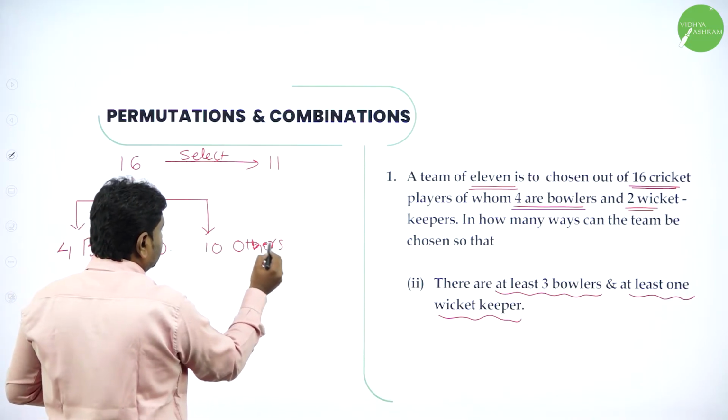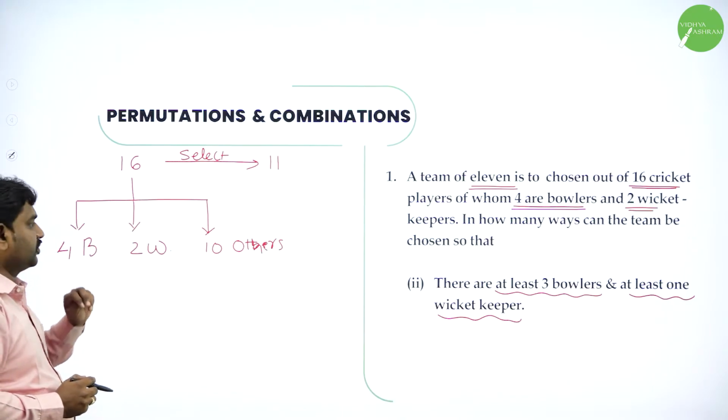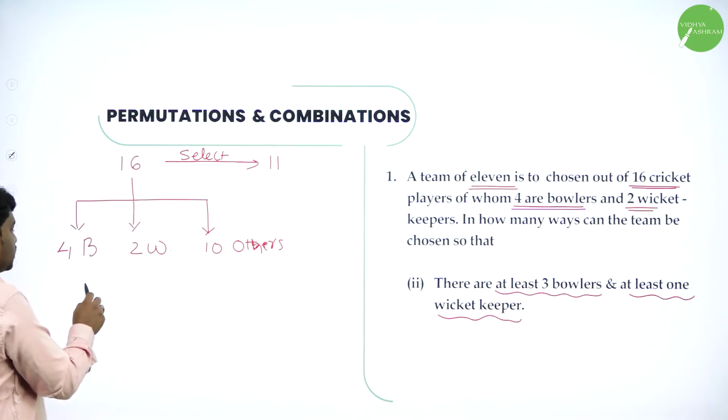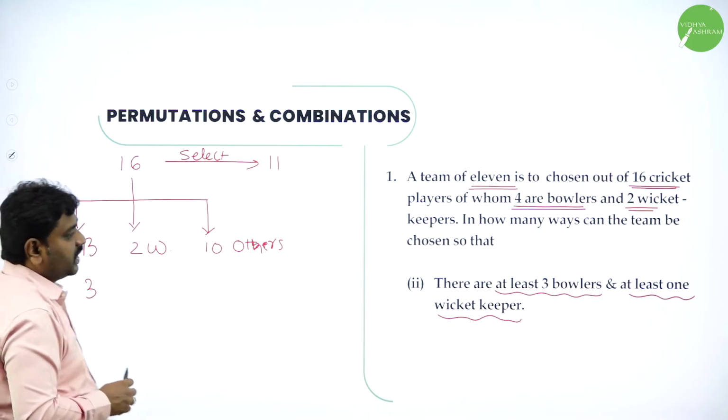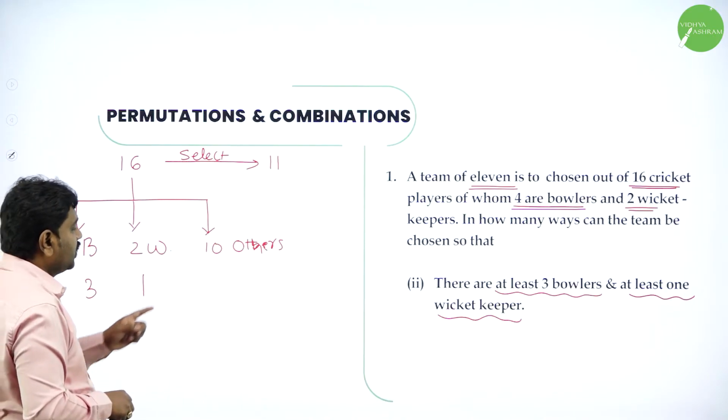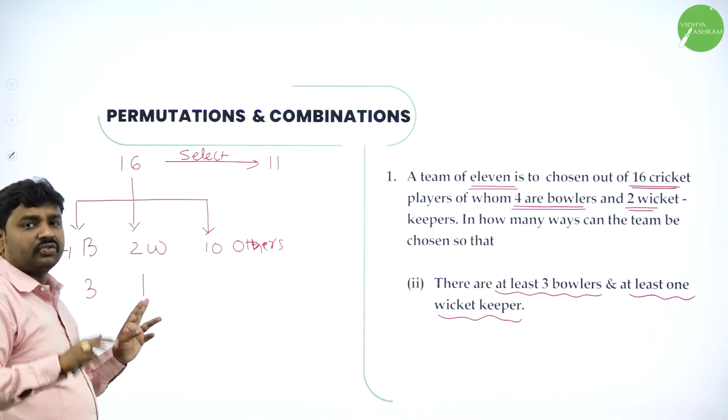There are 10 others, players other than bowlers and wicket keepers. Now, at least 3 bowlers means in bowlers I'll take 3 bowlers, and at least 1 wicket keeper, so 1 wicket keeper I'll select. And see, I selected only 3 plus 1, 4.